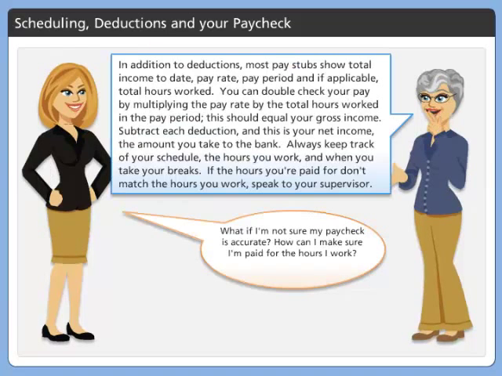What if I'm not sure my paycheck is accurate? In addition to deductions, most pay stubs show total income to date, pay rate, pay period, and, if applicable, total hours worked. You can double-check your pay by multiplying the pay rate by the total hours worked in the pay period. This should equal your gross income. Subtract each deduction, and this is your net income, the amount you take to the bank.